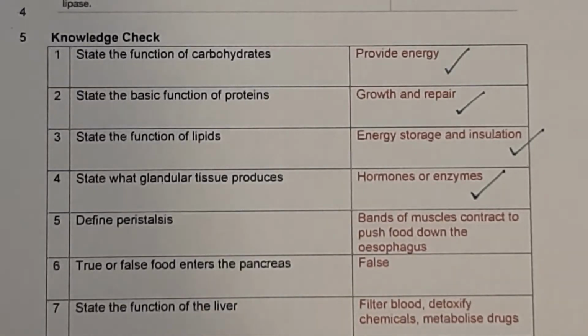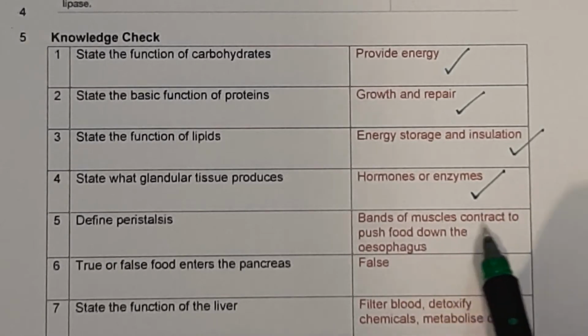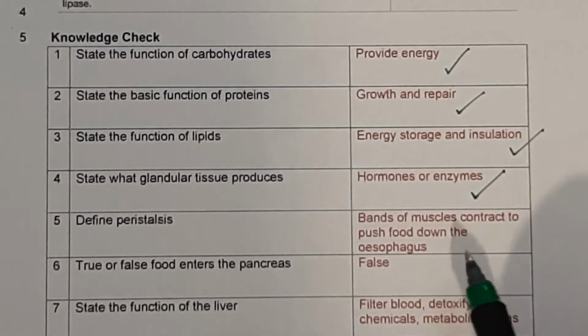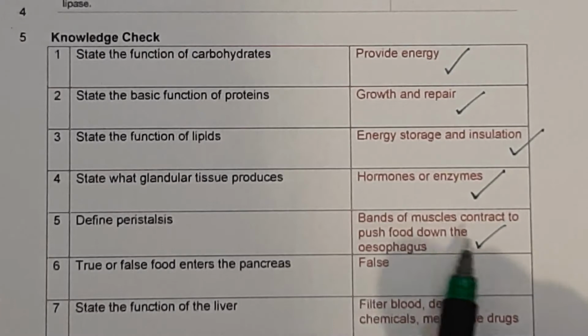Question 5, define peristalsis. So peristalsis is the movement of muscles, so bands of muscles contracting to push food down the esophagus. So it's the idea, it's about the contraction of muscles or squeezing of the muscles to push the food down the esophagus and into the stomach. If you're not sure that your answer is quite good enough, make sure you write out the full answer next to yours or on the notes page if necessary.